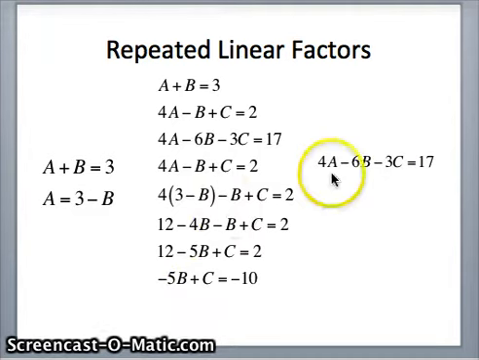Now let's look at the third equation. 4A minus 6B minus 3C is 17. We're going to substitute 3 minus B in for A.